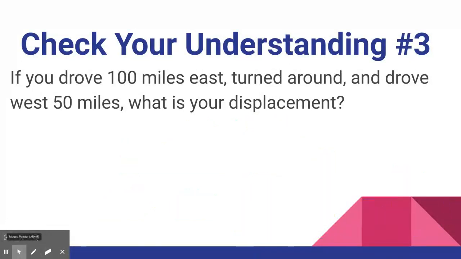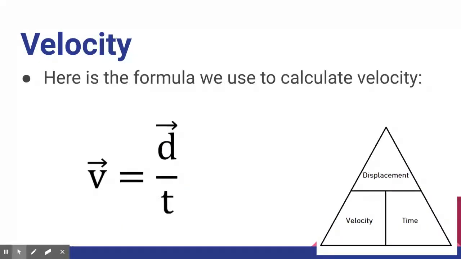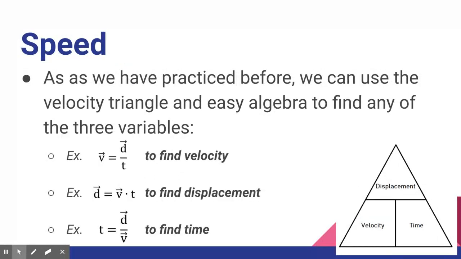Okay, so that's displacement. So let's get into that velocity calculation. As you can see, it's pretty much exactly like speed. It's just now we have to deal with velocity and displacement, so we're working with directions. But other than that, everything else is the same. We use the same exact triangle and pretty much the same operations. The formula is all the same. If you want to find velocity, v is equal to d over t. If you want to find displacement, it's velocity times time. If you want to find the time, time is equal to displacement over velocity. So it's no different than what we were doing with speed.